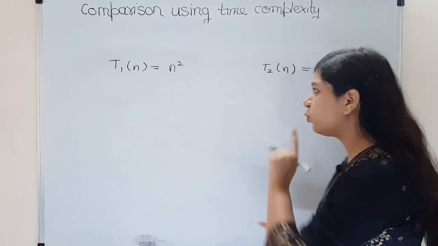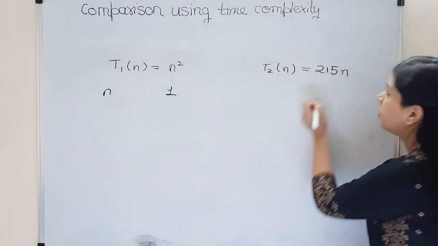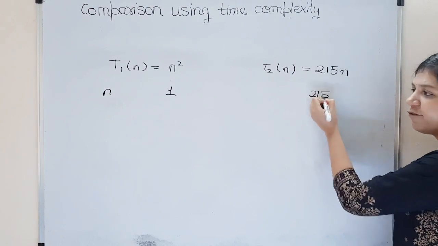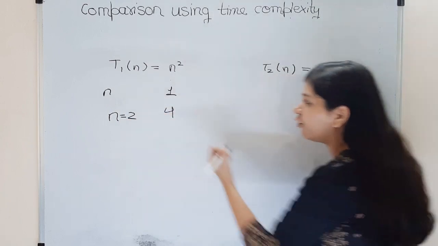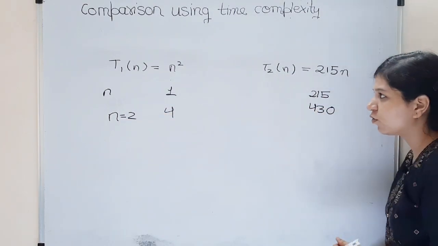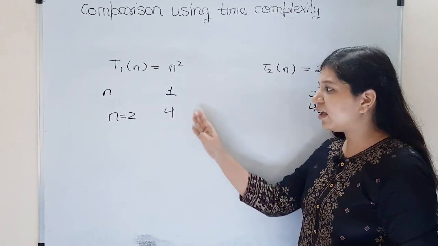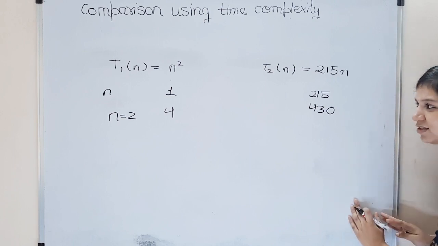But someone can do this. You can try to put values of n. Here it is 1, here it is going to take 215. When n is 2, it is going to take 4 processor operations and here it is going to take 430. So what is happening? This is performing better, in fact, as compared to this. This is taking more processor operations.